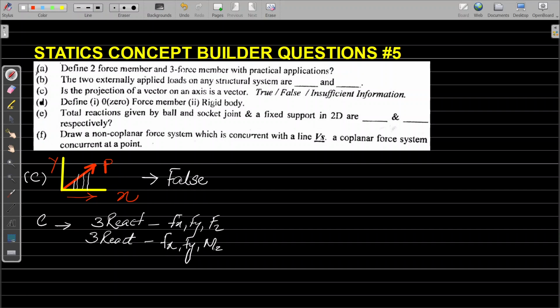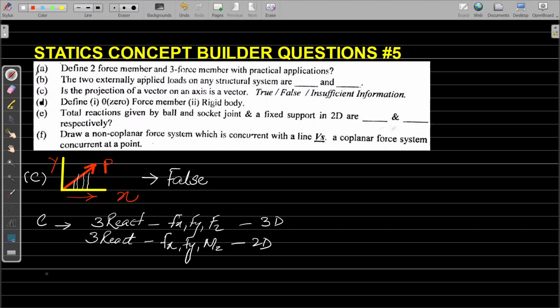So again three reactions, and this is for the ball and socket joint. Remember, this is for 3D, and this is for 2D. I hope this clearly makes your basic concept clear.